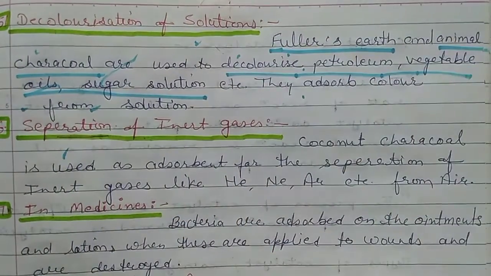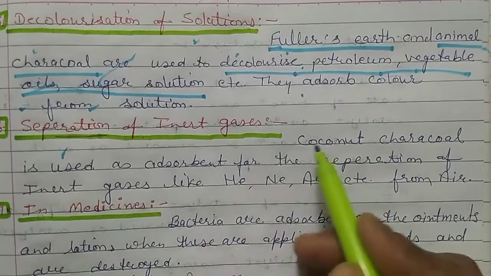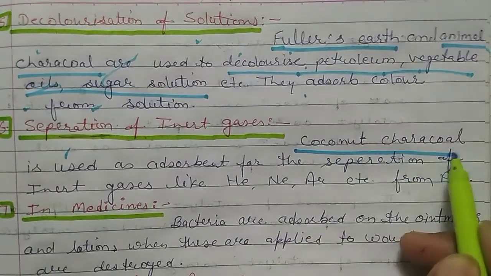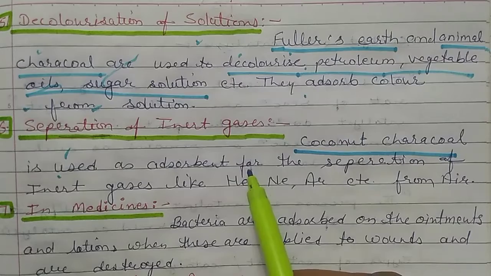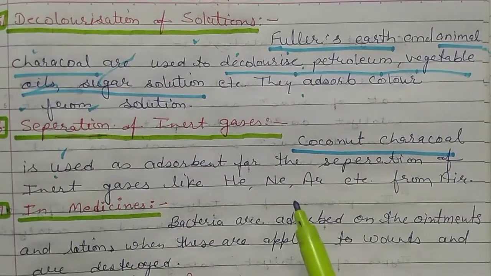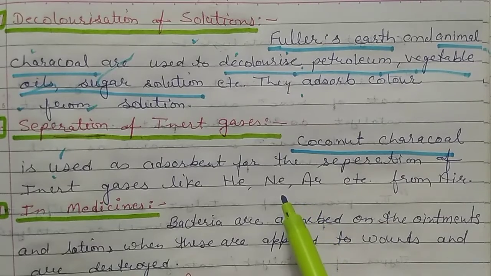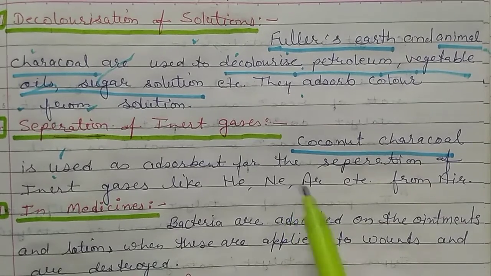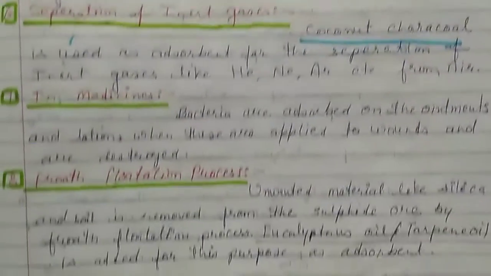To separate the inert gases, coconut charcoal is used as an adsorbent for the separation of inert gases like helium, neon, argon, meaning the zeroth group of the periodic table, which is known as the 18th group also. In medicines, I have discussed already.